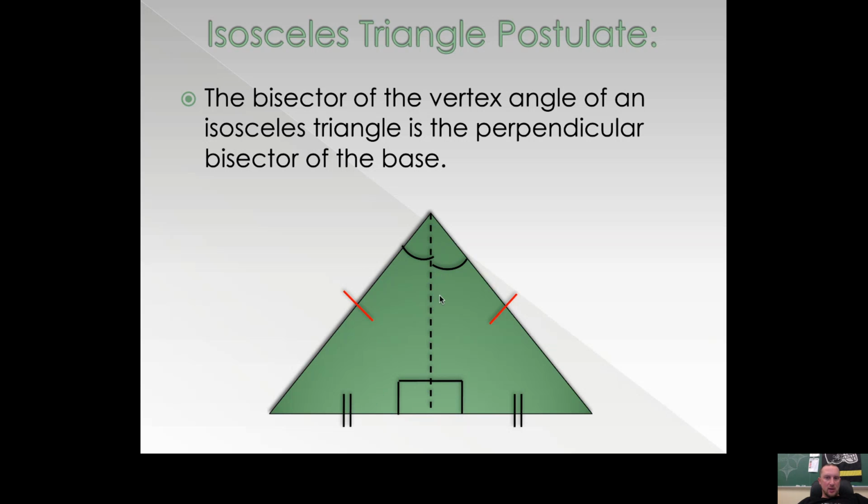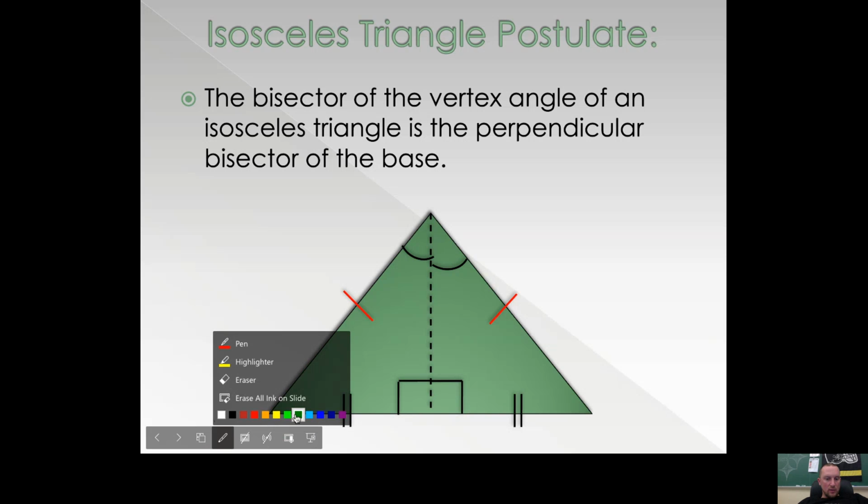This dashed segment is the bisector of the vertex angle. So this is your vertex angle up here, and it's obviously getting bisected because these two are the same. This same segment is the perpendicular bisector of the base. So that means these two segments are congruent, and these are both right angles.